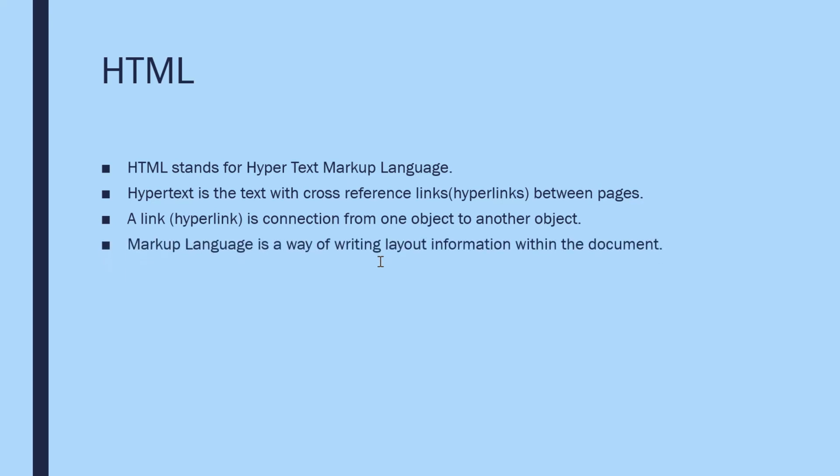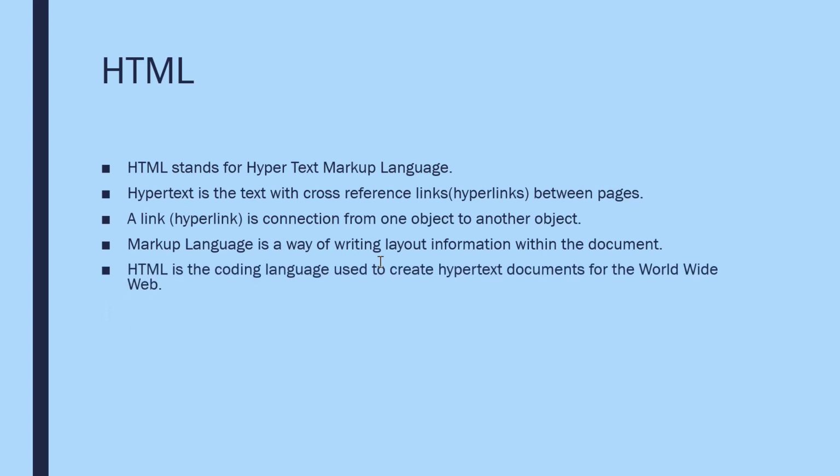Markup language is a way of writing layout information within the document. Means how your page should look. That layout, when you define it, you use the markup language. HTML is the coding language used to create hypertext documents for the World Wide Web. Okay, so the combination of hypertext with markup language is HTML, and it is a coding language.